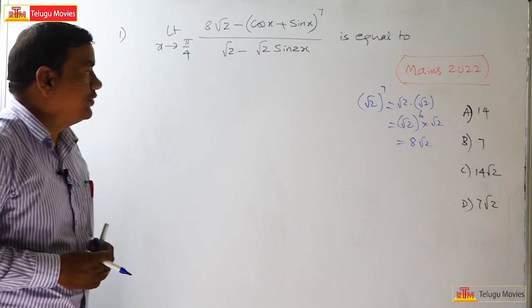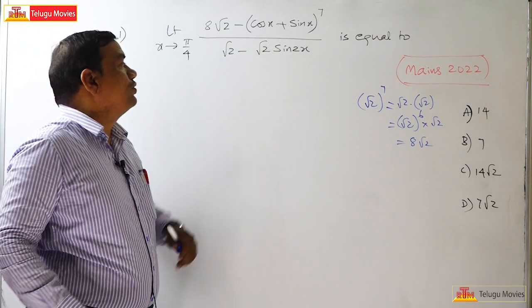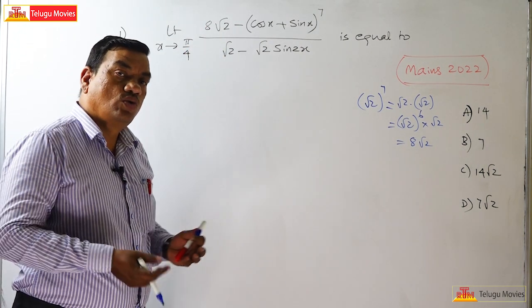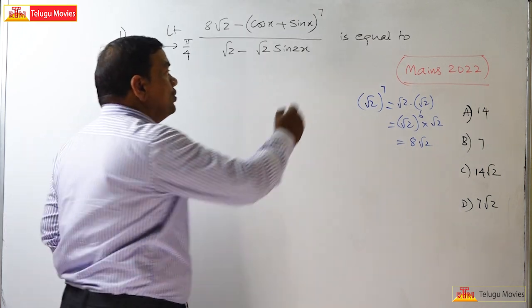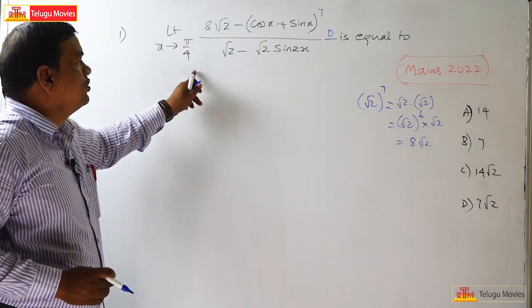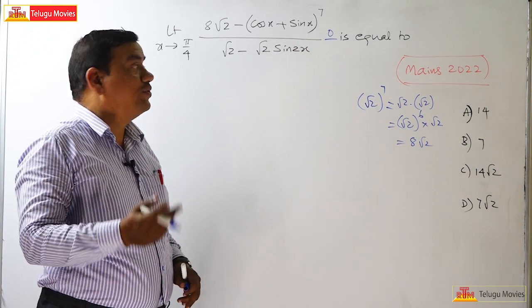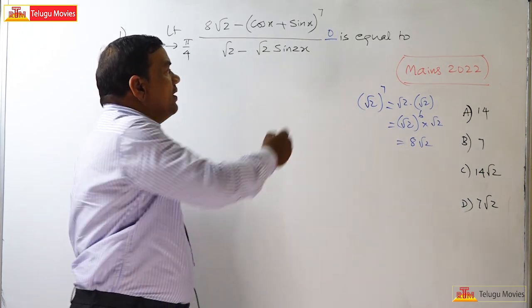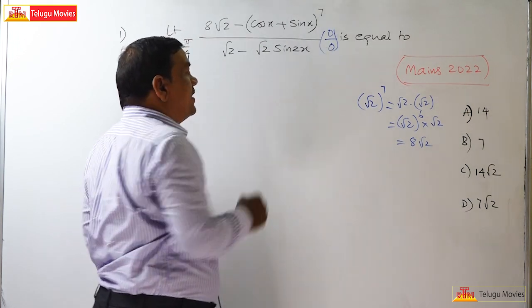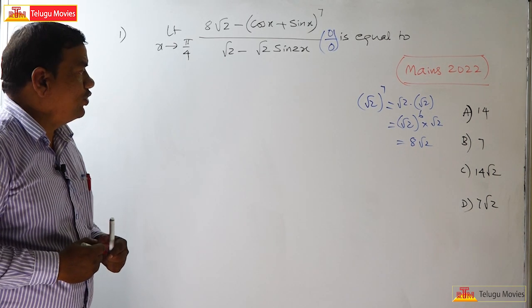So 2 power 1 by 2, 3, 8 root 2. Here also 8 root 2. 8 root 2 minus 8 root 2 is 0, so the numerator we are getting 0. Denominator: put pi by 4 here, 2x is pi by 2, sin pi by 2 is 1. Root 2 minus root 2, 0. So ultimately we are getting 0 by 0 form.